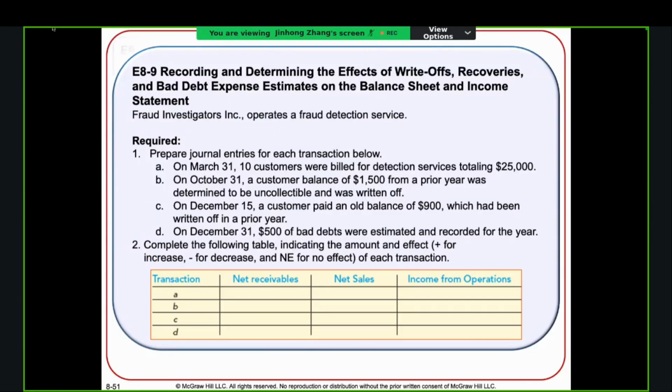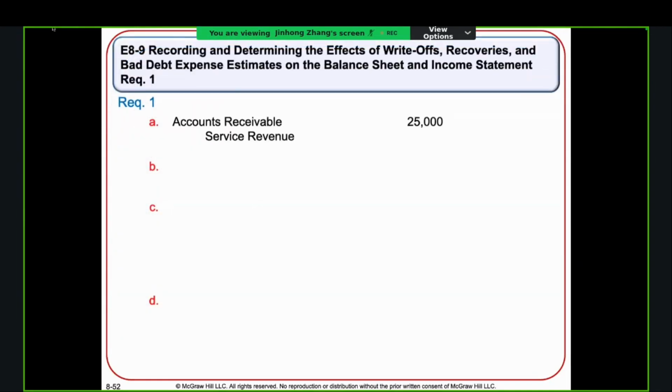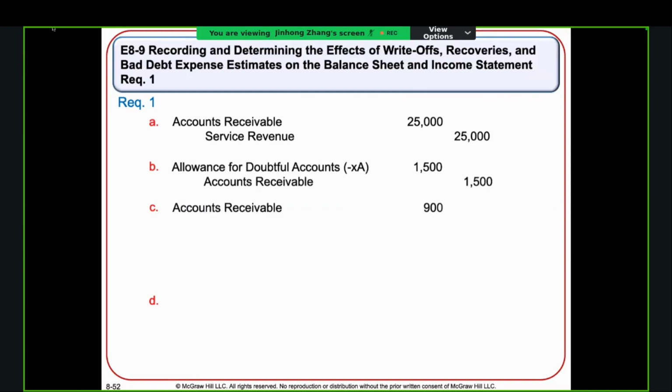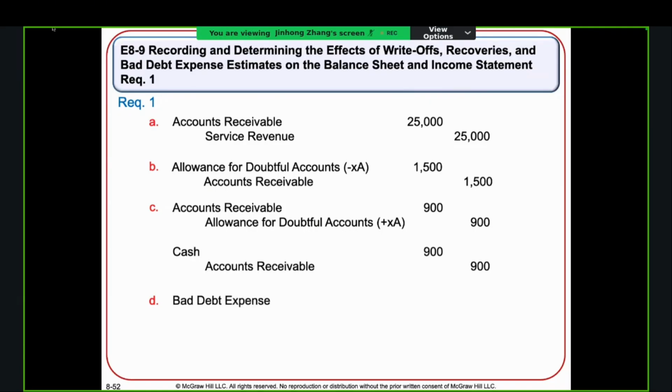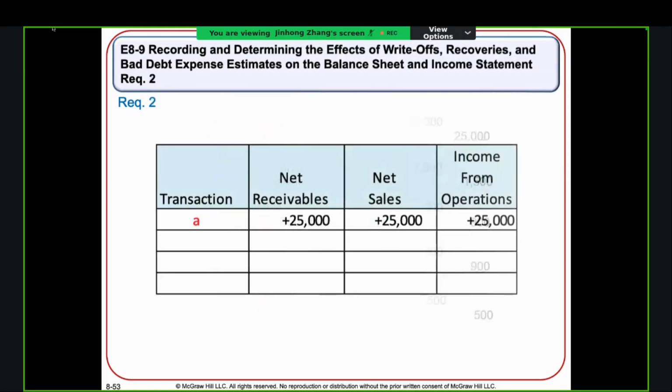So the write-off, as we said before: you have the account receivable, sales revenue, and then you book the allowance, and then accounts receivable and allowance. When you recover it, you basically reverse it, and then you just receive the cash, and then you get rid of accounts receivable. Okay? And then whatever the estimate, you always book bad debt expense and allowance for doubtful accounts.